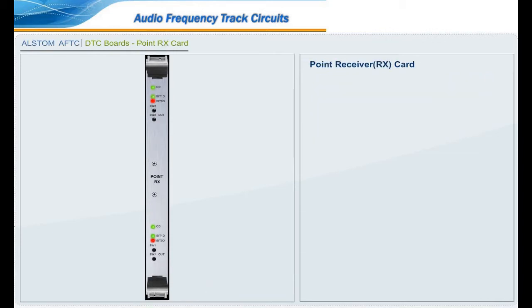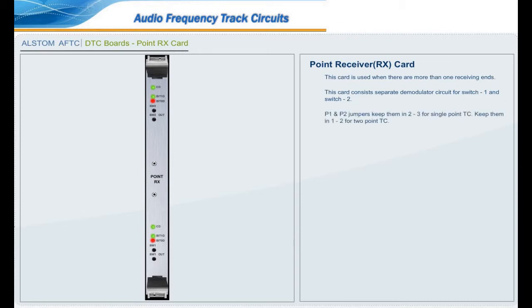Point receiver RX card. This card is used when there is more than one receiving end. This card consists of separate demodulator circuits for switch 1 and switch 2, and P1 and P2 jumpers. Keep them in 2 and 3 for single point TC. Keep them in 1 and 2 for 2-point TC.